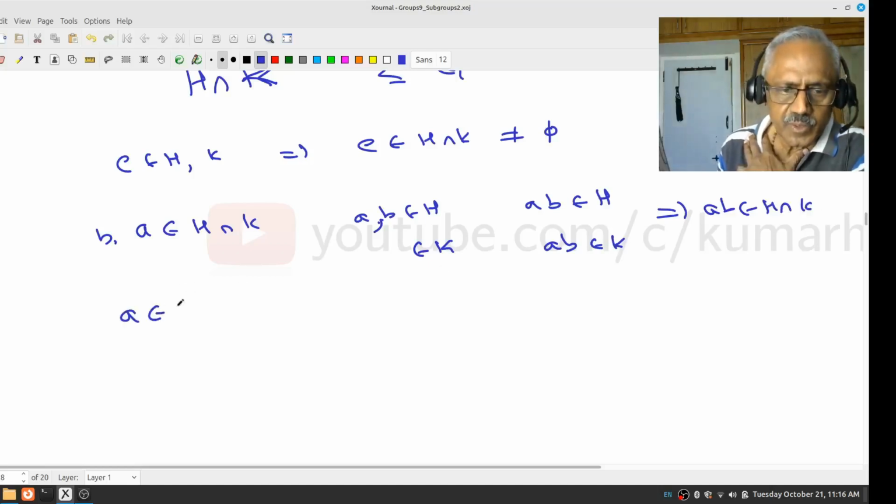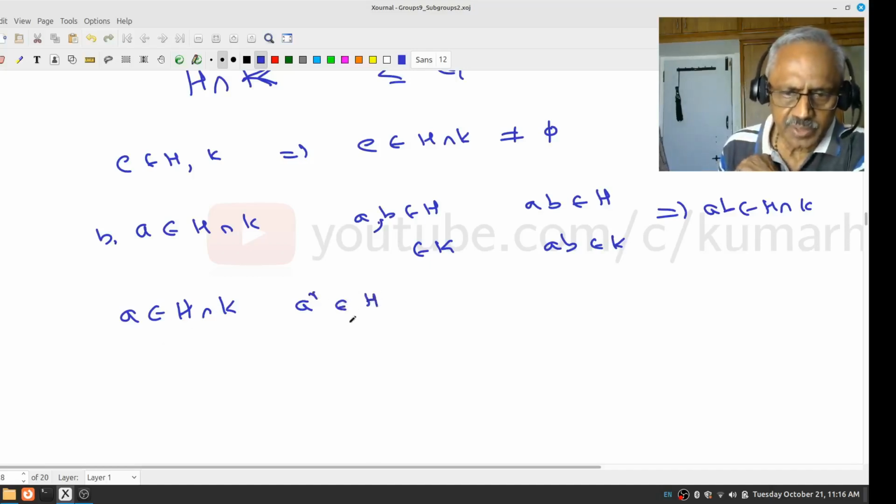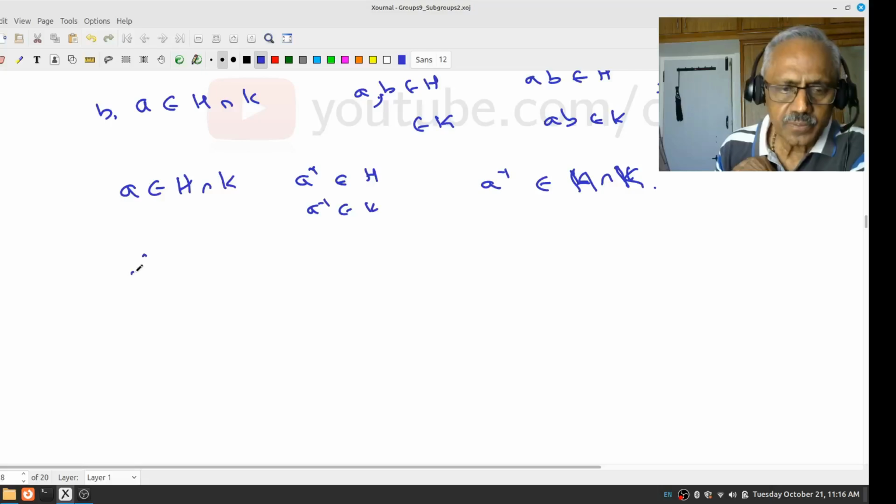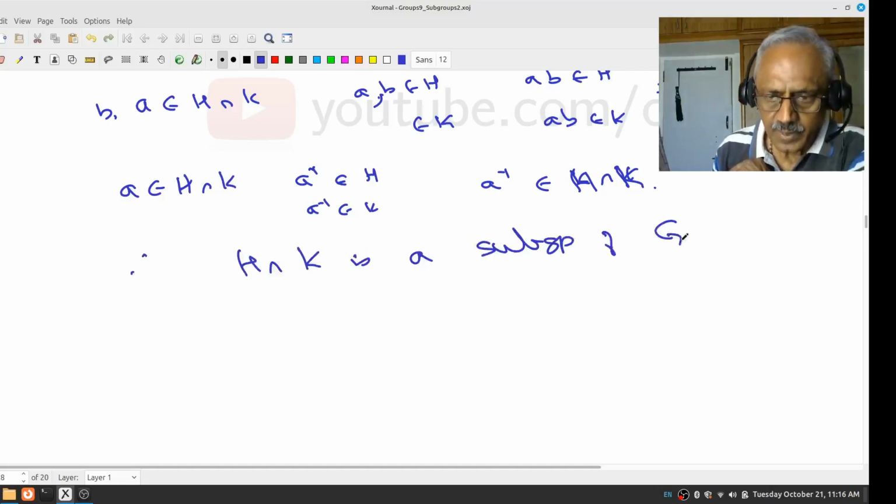And suppose a belongs to H intersection K. Then a belongs to H, therefore a inverse belongs to H. a belongs to K, therefore a inverse belongs to K. Therefore a inverse belongs to K intersection H. Right? Therefore H intersection K is a subgroup of G, proved.